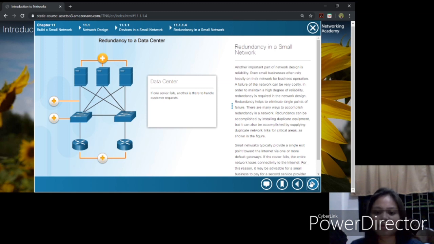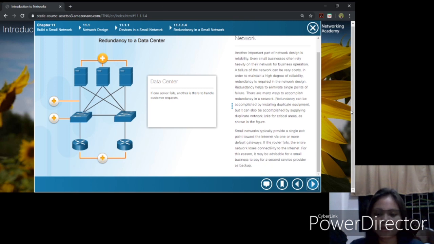Redundancy can be accomplished by installing duplicate equipment, but it can also be accomplished by supplying duplicate network links in critical areas. The small network typically provides a single exit point toward the internet via one or more default gateways. It may be advisable for a small business to pay a second service provider as backup.